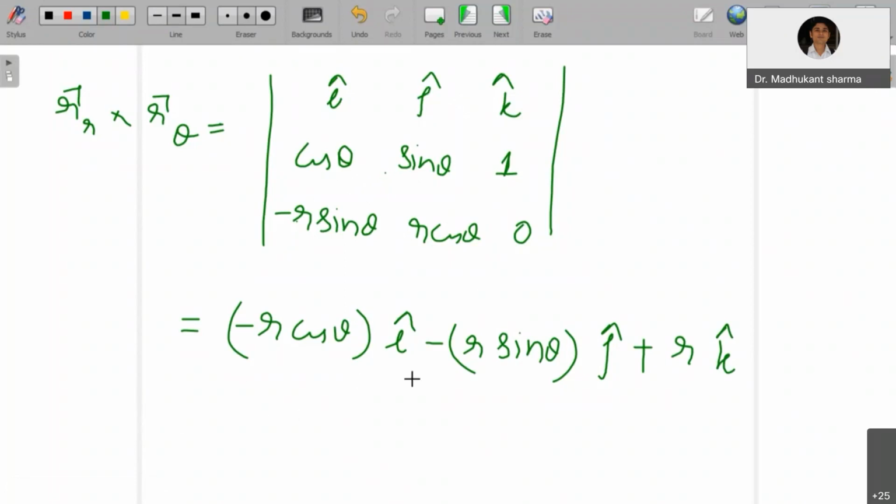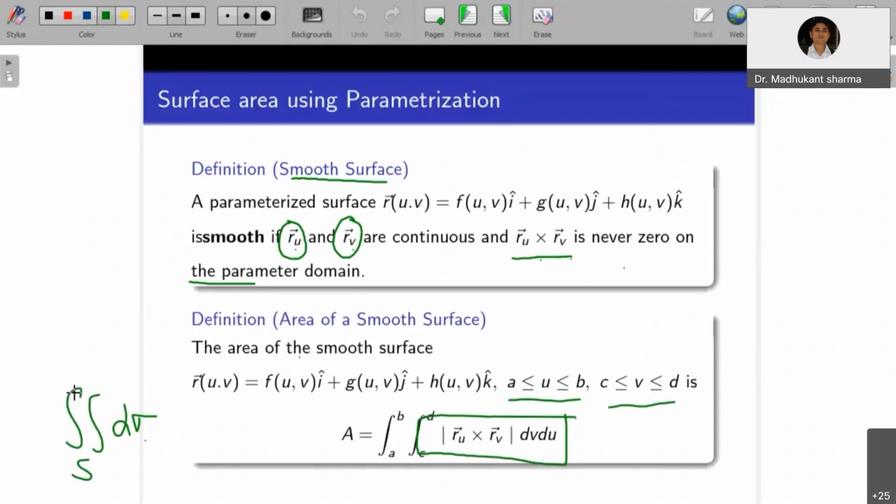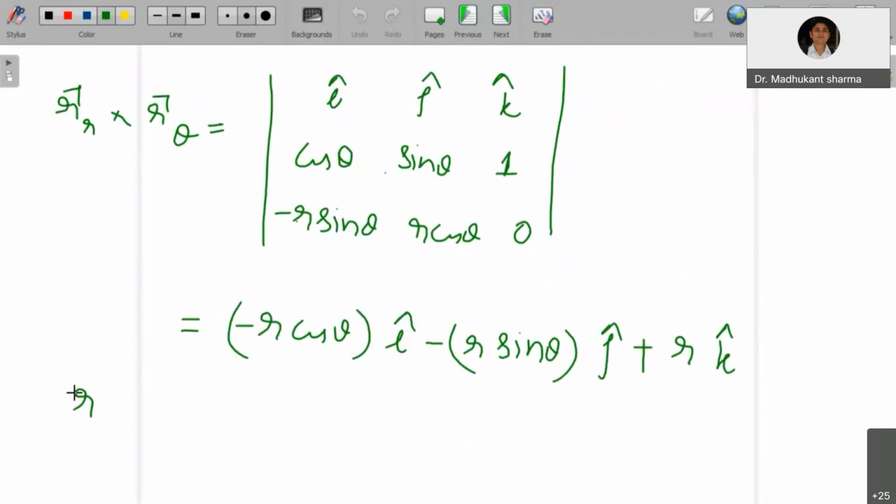Now see, this is never 0 on the parametric domain. So we have the definition, if you recall, that this is never 0 on the parametric domain. So this certainly implies the surface S is smooth.